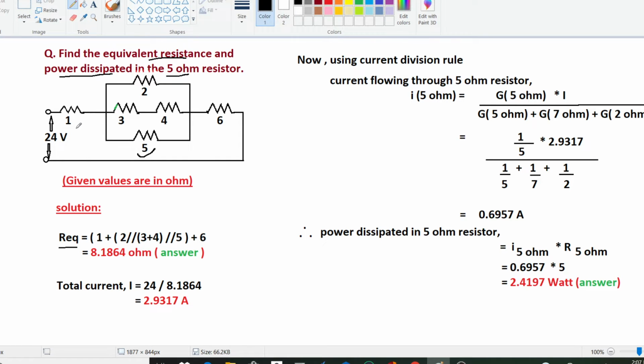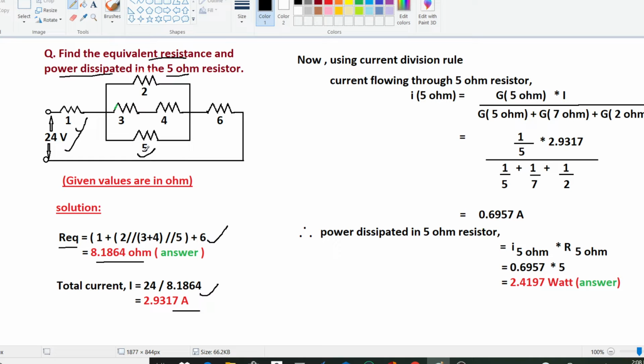So first we'll write 1 plus, and here 2 is parallel to 3 plus 4, that is 7, and again 7 is parallel to 5. So I have written 2 parallel (3 plus 4) parallel 5, and again this is in series, so plus 6. So R equivalent will be 8.1864 ohms. This is our equivalent resistance. Now the total current will be I equals, since we have used a 24 volt battery, 24 upon this equivalent resistance, so 24 upon 8.1864 gives 2.9317 amperes.